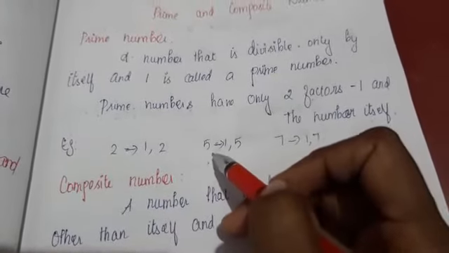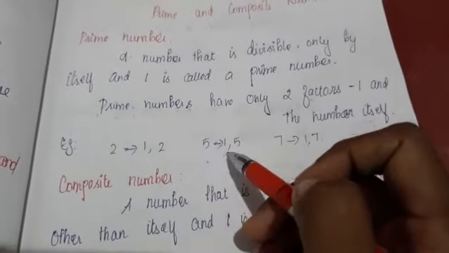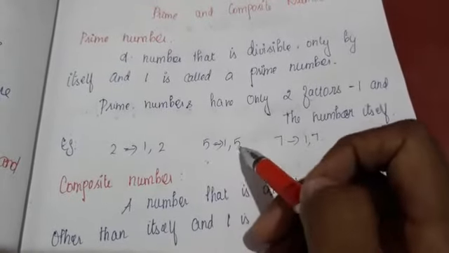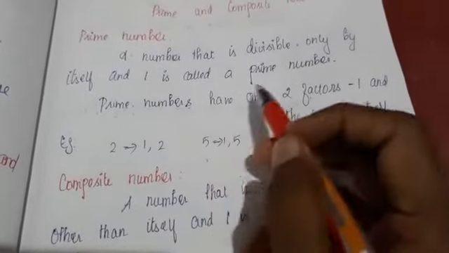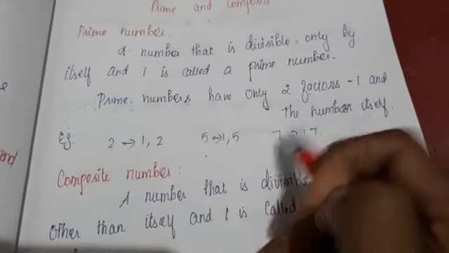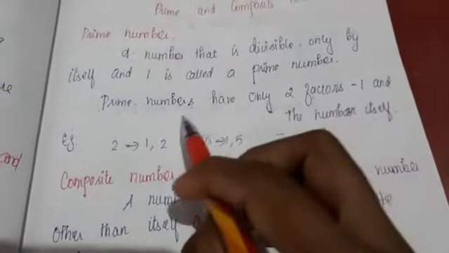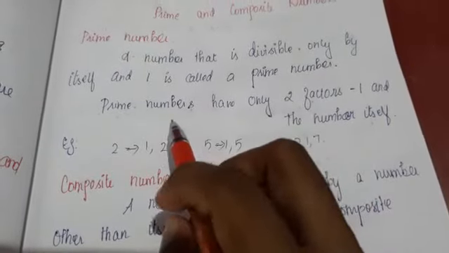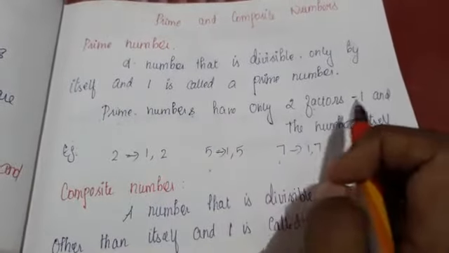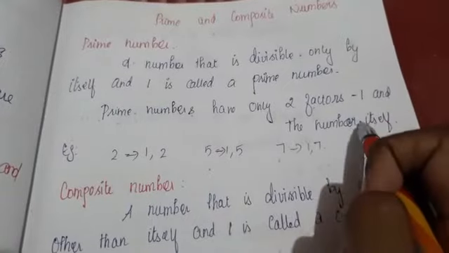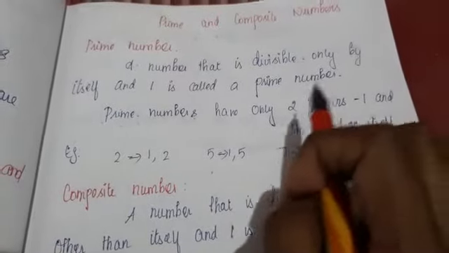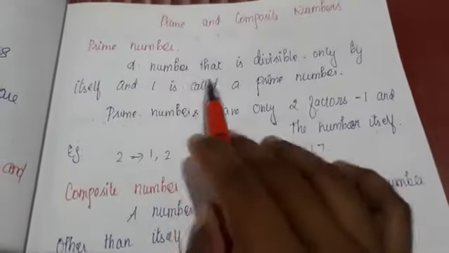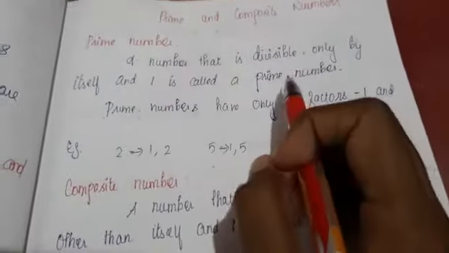Similarly, when you check 5, it also has two factors, 1 and 5. So 5 is a prime number. Similarly 7 also. So in other words, we can say prime numbers have only two factors, that is 1 and the number itself. So this is the definition of a prime number.